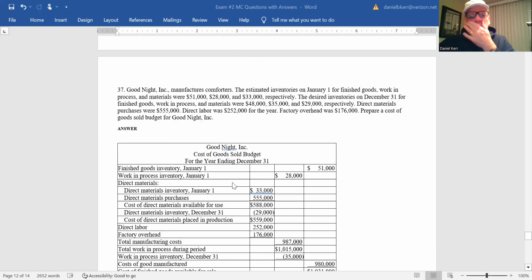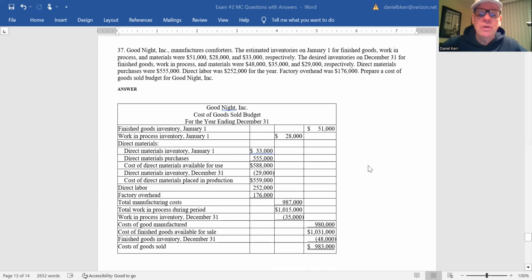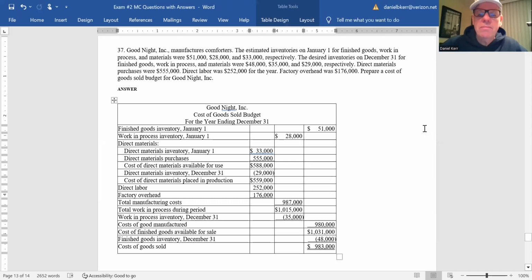All right, here's the one where you've got to do the cost of goods sold budget. Most of you did pretty well on this one. So that little template that I gave you hopefully was helpful. When I taught this, I contrasted a manufacturer to a merchandiser. A merchandiser would have beginning inventory plus purchases giving goods available for sale, minus ending inventory giving cost of goods sold. If we were dealing with a merchandiser, we would just have this column here. But we're dealing with a manufacturer, so we have to figure out the cost of goods manufactured, this line here.